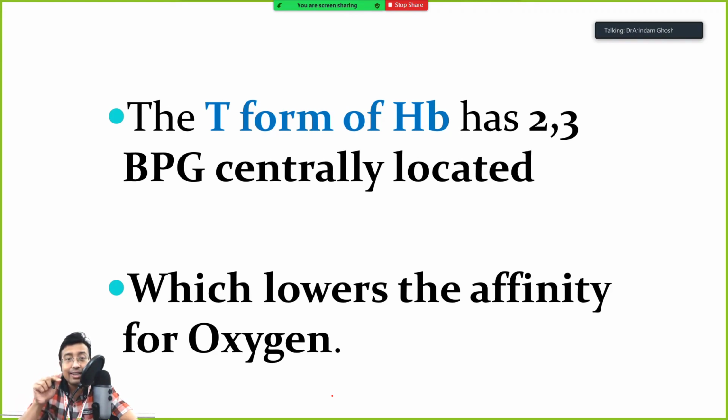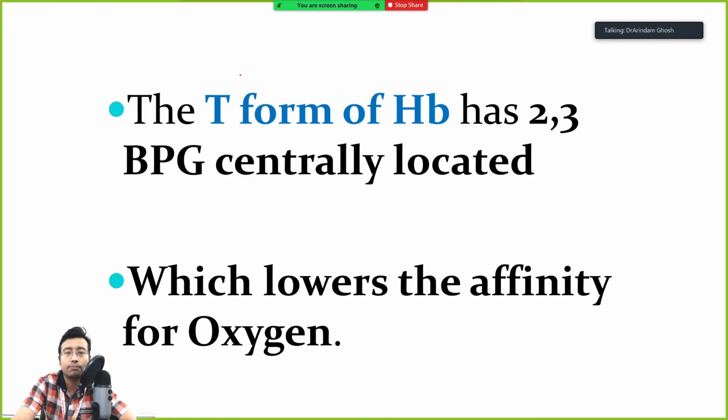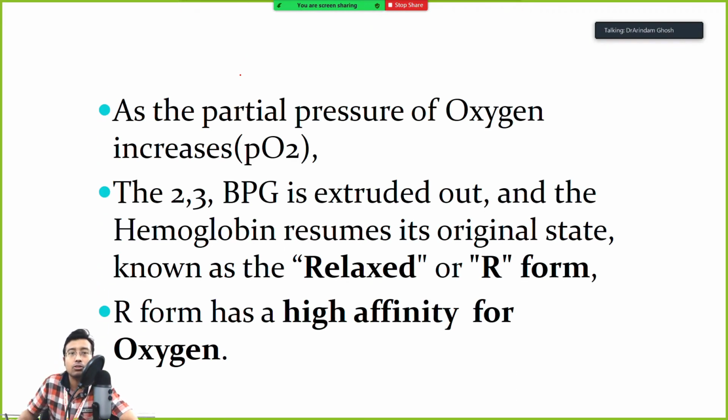So it is in the T form of hemoglobin that 2,3-BPG is centrally located, and this lowers the oxygen affinity. We all know deoxyhemoglobin is the T form, and deoxyhemoglobin has the least affinity for oxygen, right? So as the partial pressure of oxygen increases, when we are moving from T form to R form, from tissues to the lungs, oxygen will come in and it needs to push out the 2,3-BPG. So during loading of oxygen, this 2,3-BPG will be extruded out and the hemoglobin resumes its original state.